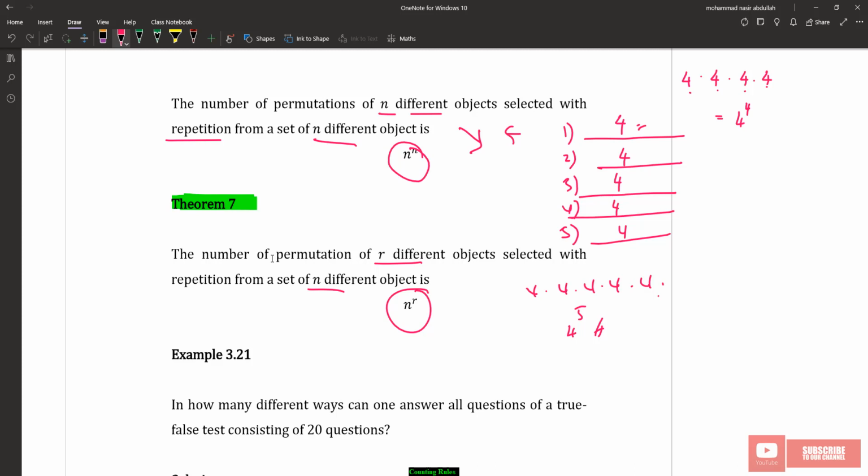Okay? This is just mathematical tweaks. So you don't need to remember theorem number 6 and number 7. If you feel that theorem number 6 and 7 make your understanding confused, then just forget it. Just understand theorem number 1, 2, 5, 4 and number 3.